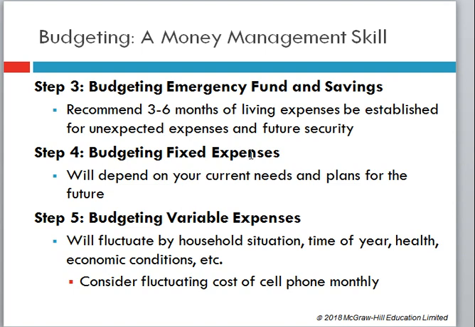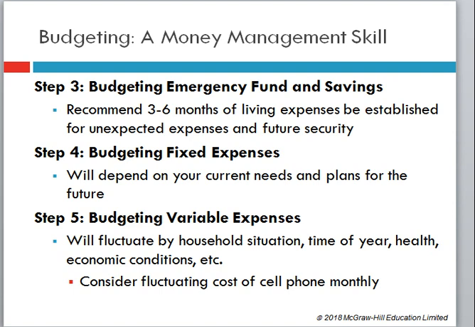Step 4, budgeting fixed expenses, will depend on your current needs and plans for the future. Step 5, budgeting variable expenses. So we are budgeting emergency funds and savings. How are you allocating towards emergency funds? How are you allocating towards savings? Then you're going to have fixed expenses. What are your fixed expenses and what are your variable expenses?